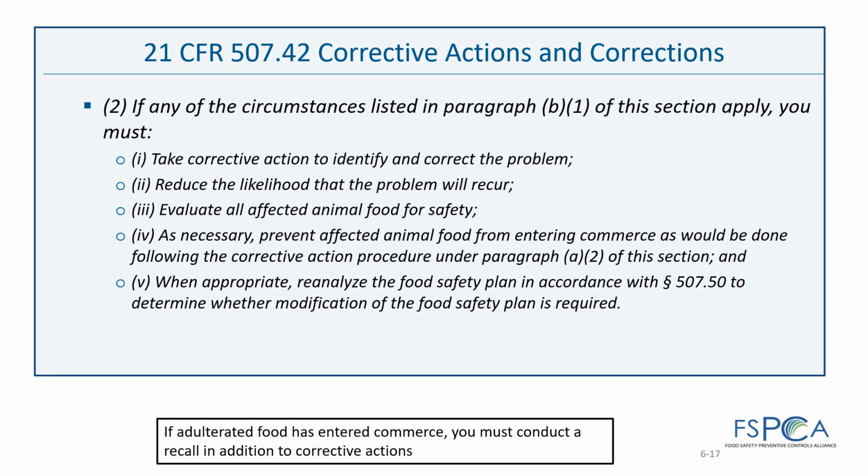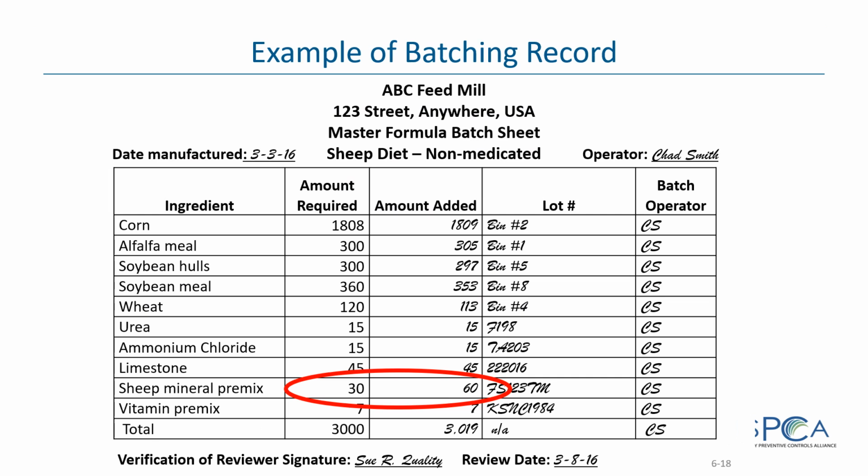Okay? In addition to corrective action, if this adulterated product does leave your facility and go out into commerce, then you're also going to have to conduct a recall plan in addition to these corrective actions. And we'll talk about recalls in more detail in chapter 10, but keep in mind how those two things interact with each other. So here's an example of a situation where we might need to take a corrective action.